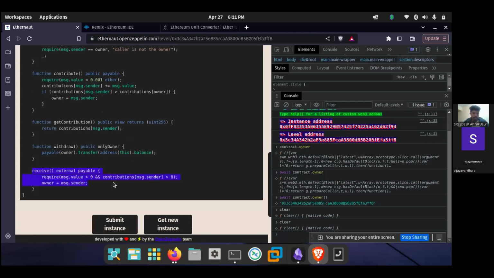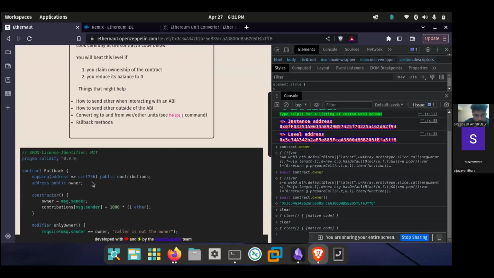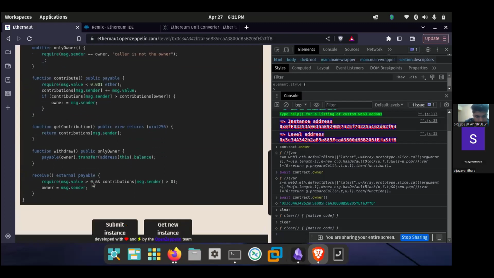Then we have a public view function that returns the contribution of msg.sender. And see, this is the point where the problem lies, because this is a receive function, which I mentioned earlier. The receive function is a critical function: it requires msg.value greater than zero and the contribution of msg.sender greater than zero, and then the owner becomes msg.sender. I hope the logic is understood.